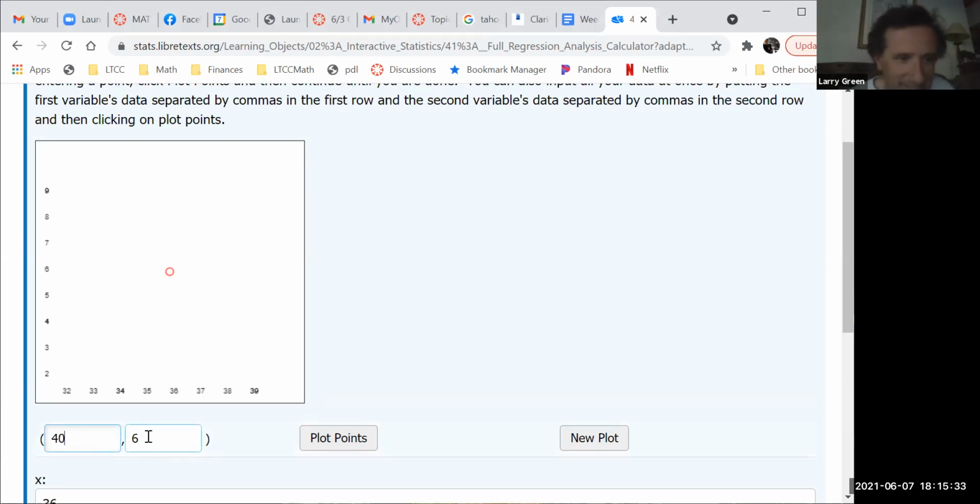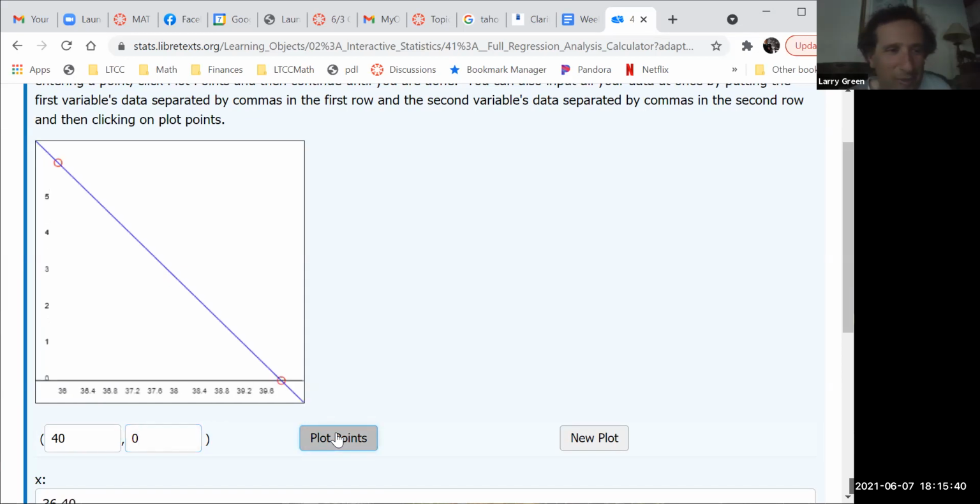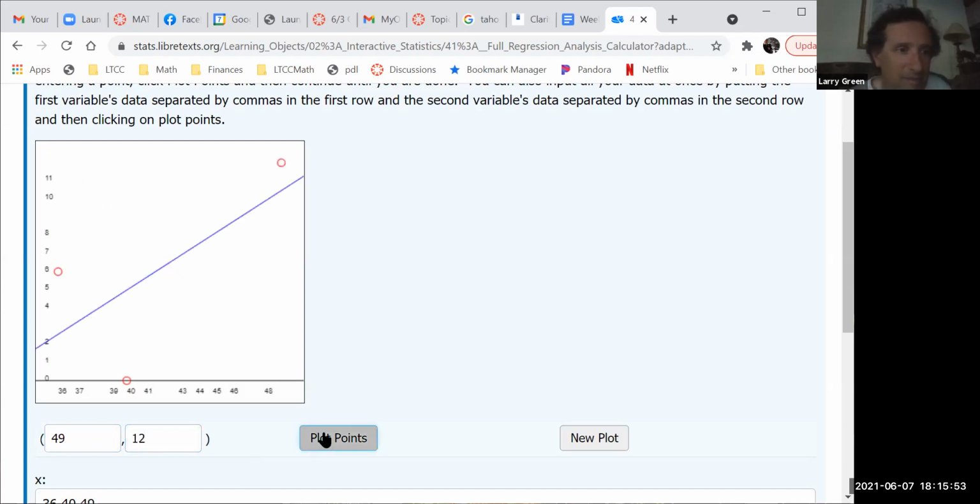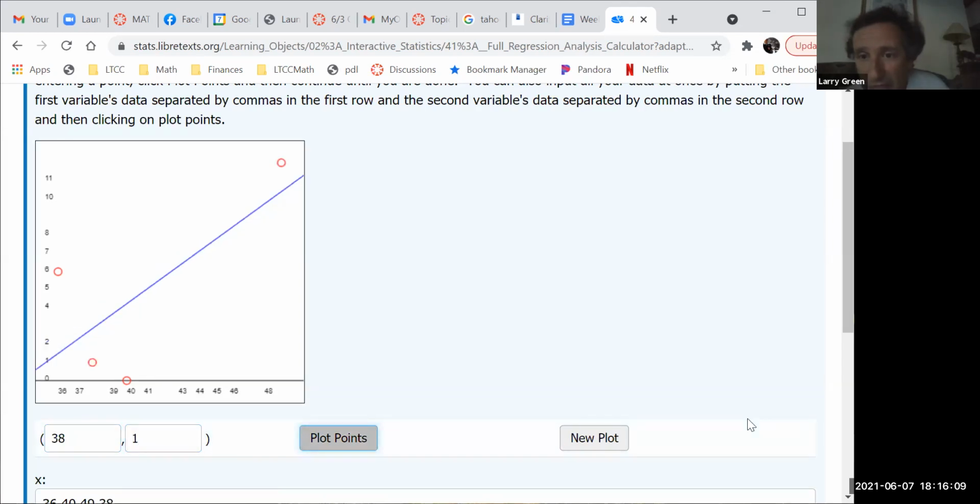So you're done in 3 weeks, I guess. Plot points. And there's the next one. And then the third one, 49, 12. And I'm going to hit plot points. And then 38, 1. And I'm going to hit plot points. And then we have 39, 22.